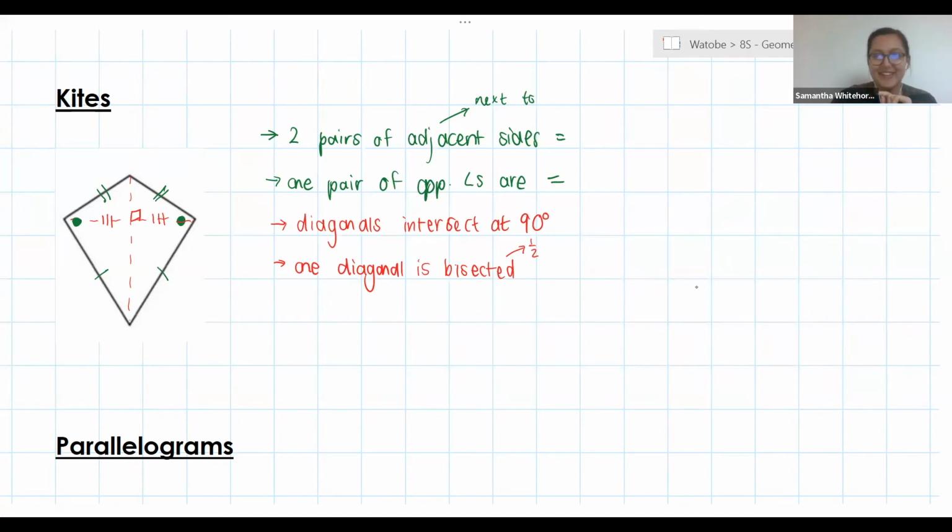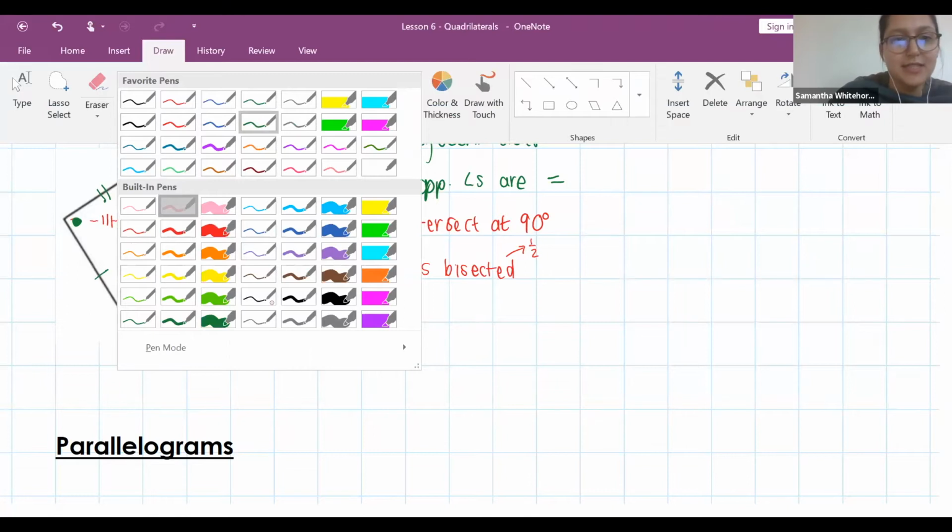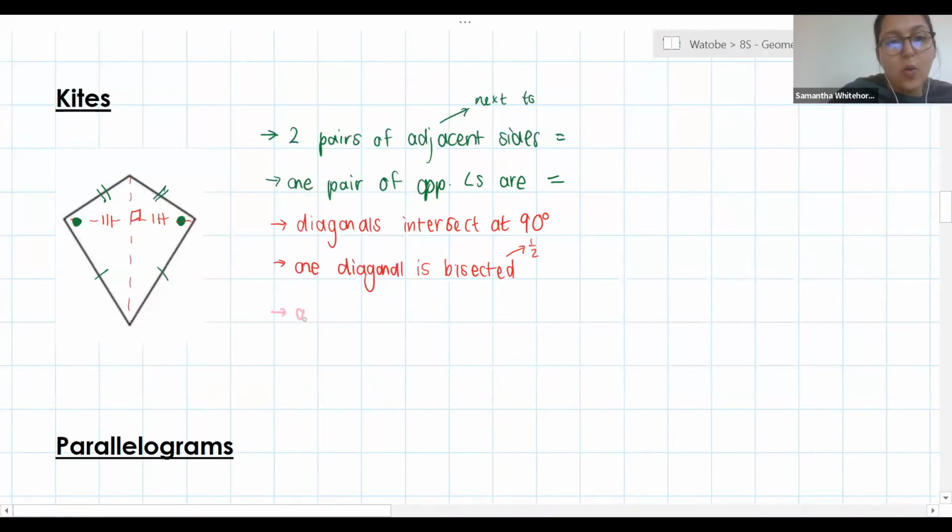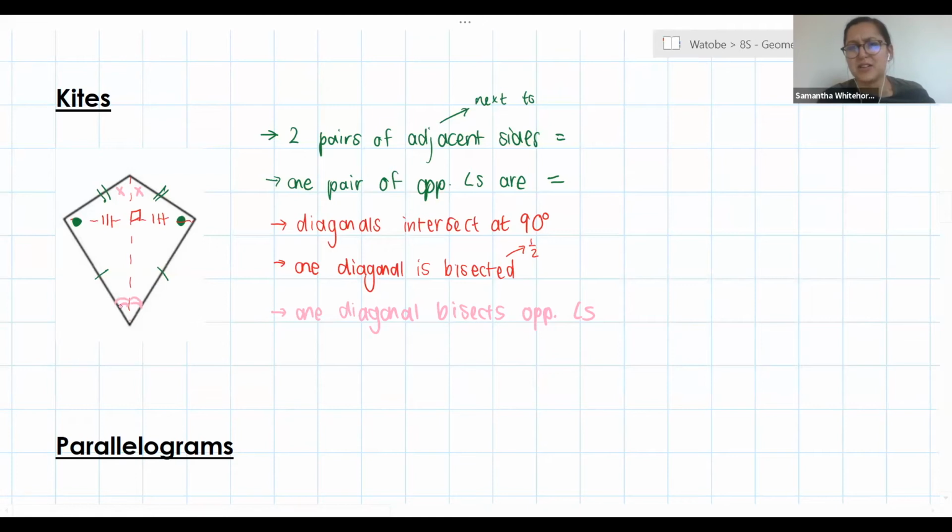Okay, take screenshots. These are really good notes. I'm liking it. The only other one that I'm going to mention, not something you have to stress too much about, is the fact that our one diagonal bisects opposite angles, and it's generally the longer one. So it cuts the opposite angles in half. What I mean by that is the angles at the top here are cut in half and the angles at the bottom here are cut in half. So that diagonal cuts them exactly in half. Not a super important characteristic, but it is one, so let's have it down just so that we know it. All right.